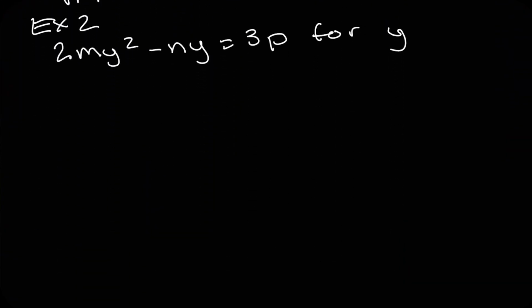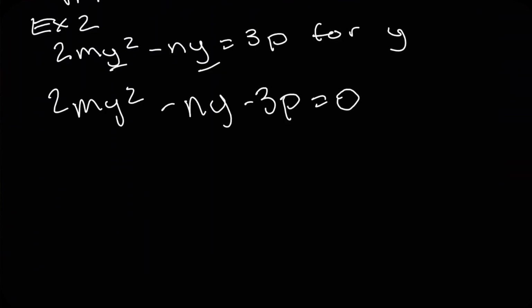Okay. For example number 2, we want to try to solve for y. So let's go ahead and try to isolate our y onto one side. Even though we do have multiple y's here, we can still take care of those. So let's try to get everything onto one side first: 2my squared minus ny, and then we'll have minus 3p is equal to 0. And if you'll notice, this looks kind of like something that we could use the quadratic formula for.